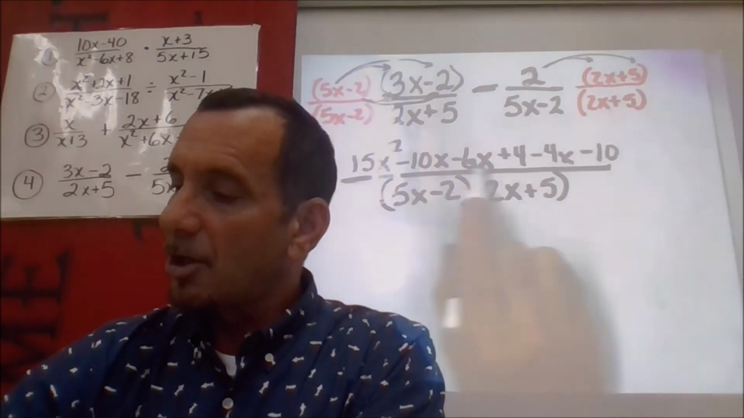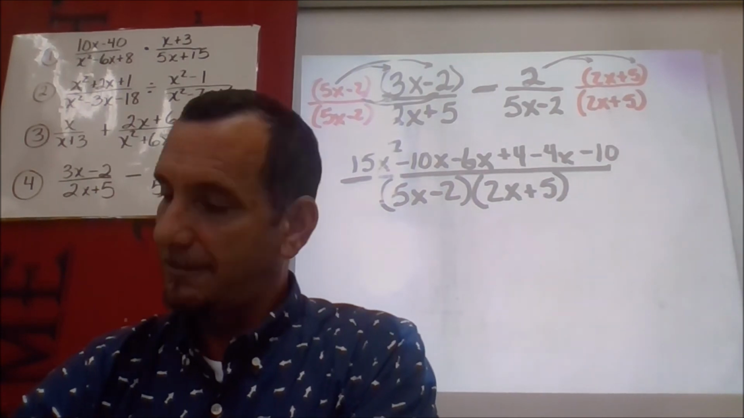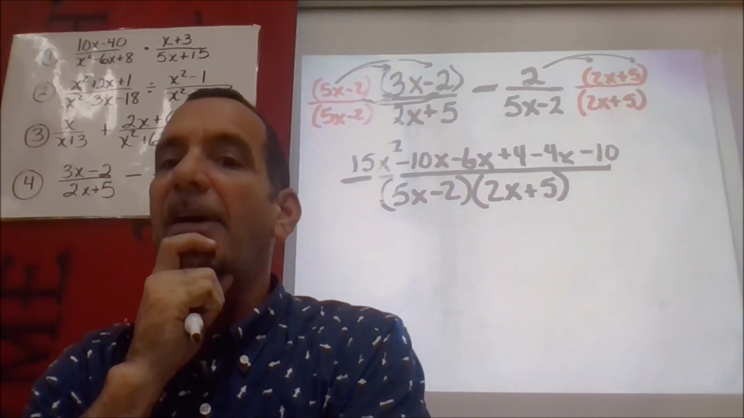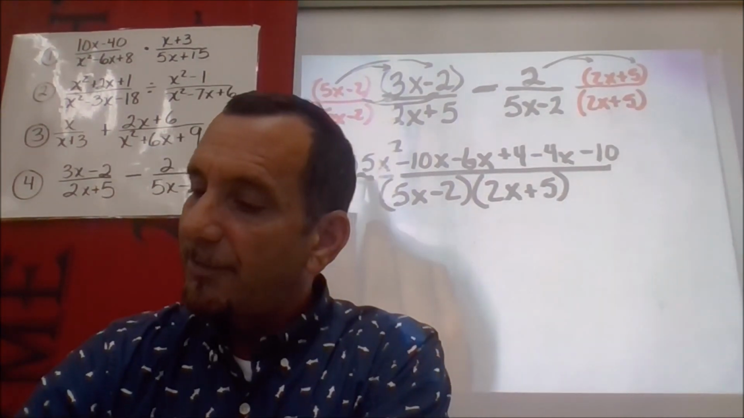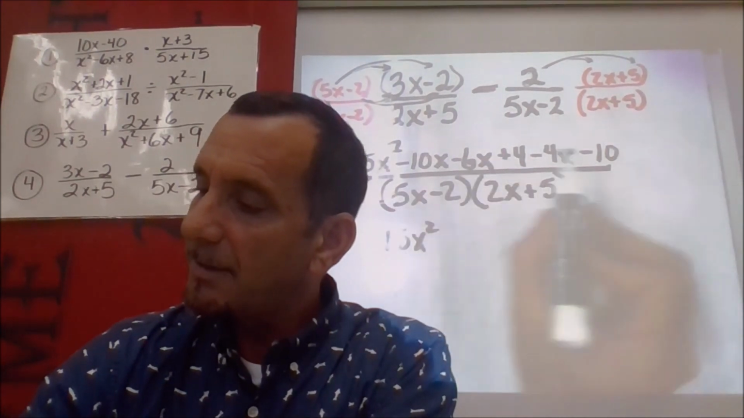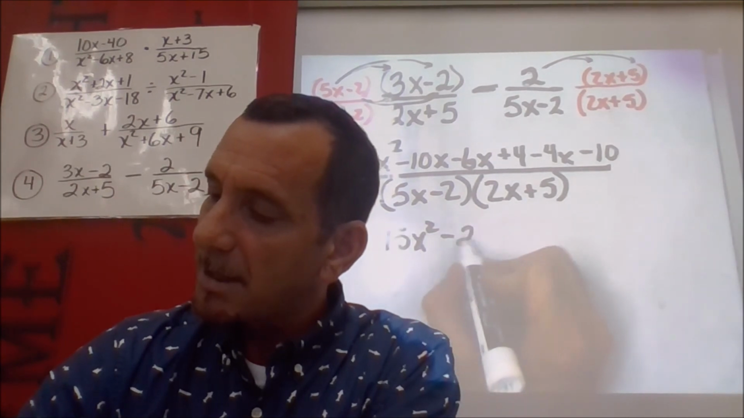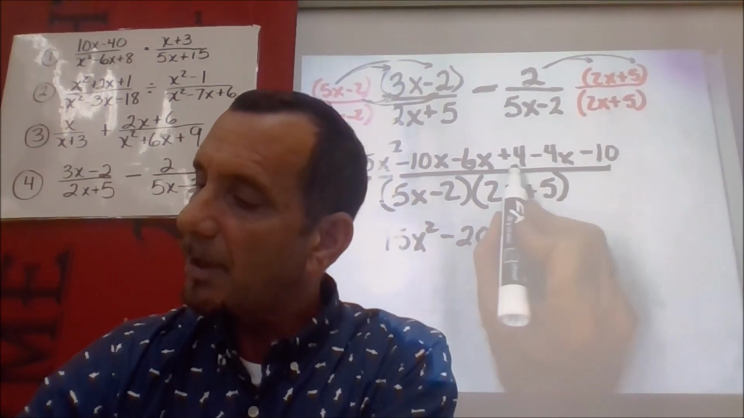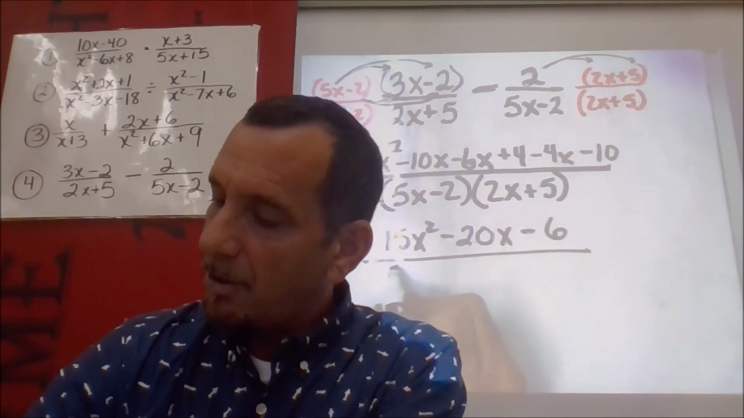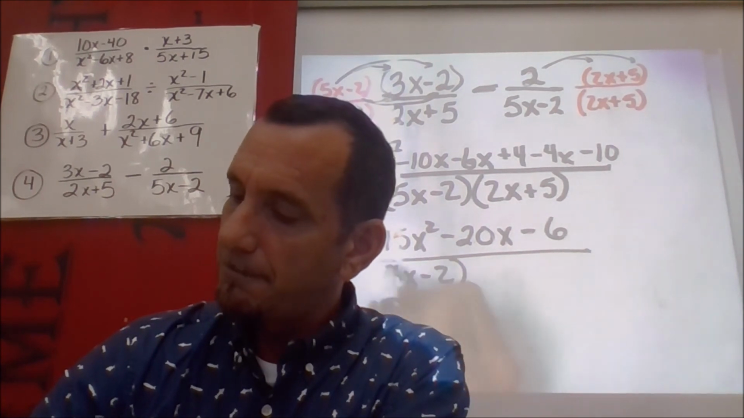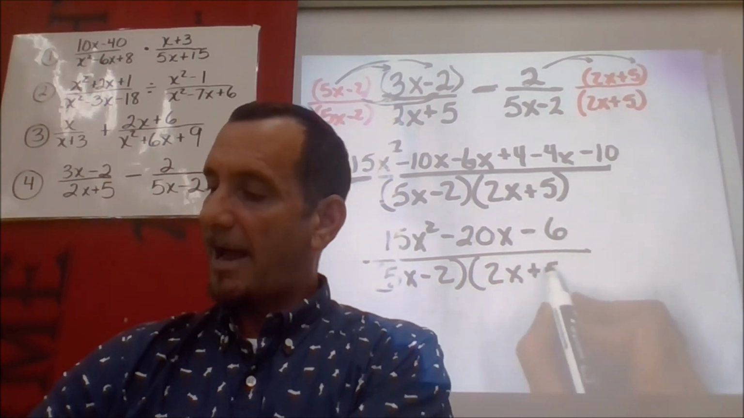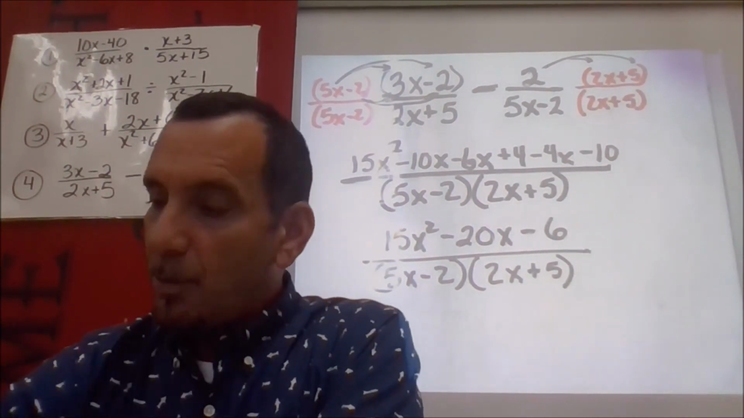Okay, so now we have this long numerator expression, and I would like to combine like terms to simplify it and see if we can factor it. 15x squared, negative 10x, negative 6x, negative 4x, that's a minus 20x, plus 4 minus 10 is minus 6, and that is all over 5x minus 2 times 2x plus 5. Now, can we factor?